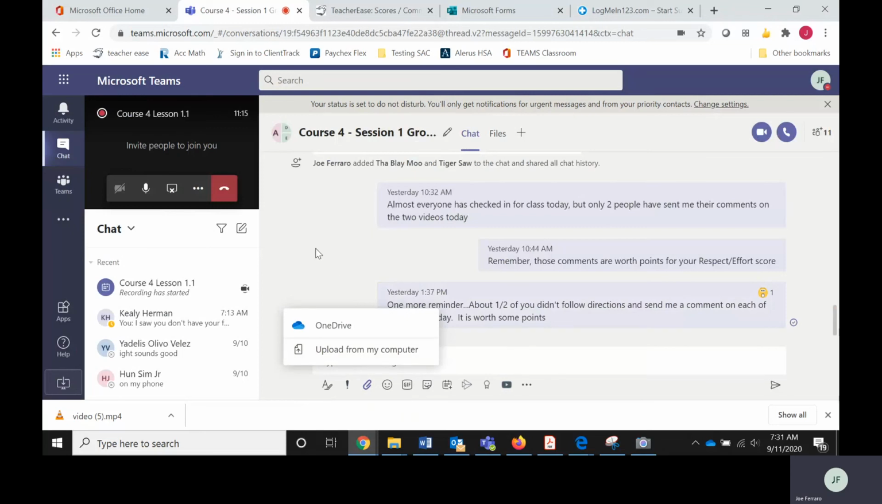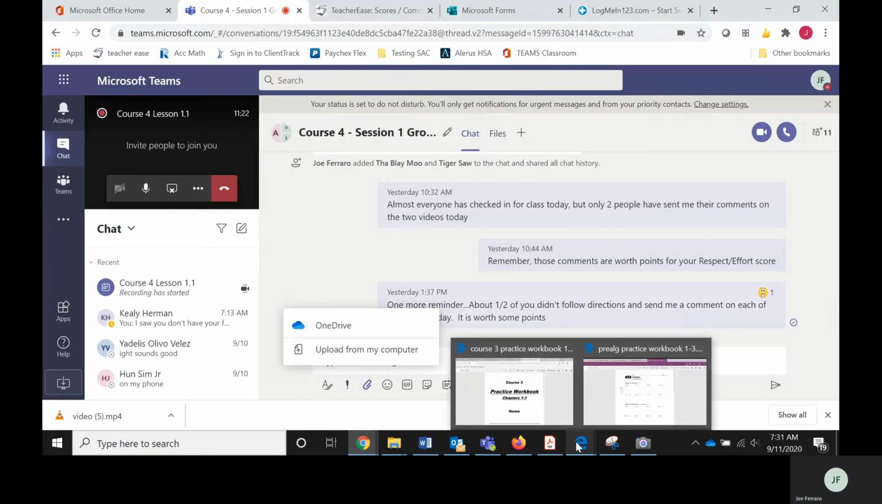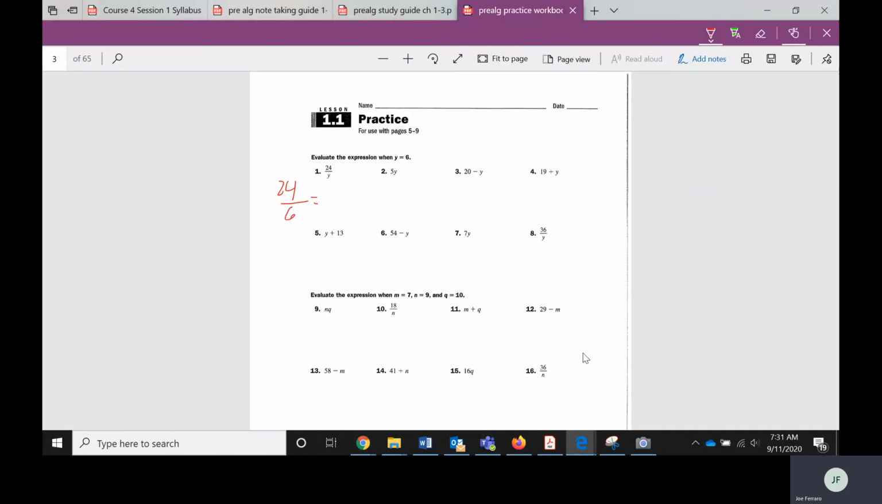There's some of you that don't have a phone. I will come up with a video on how to attach a photo to be able to do it on your computer and send it. It's a little more complicated, but you'll be able to do it.